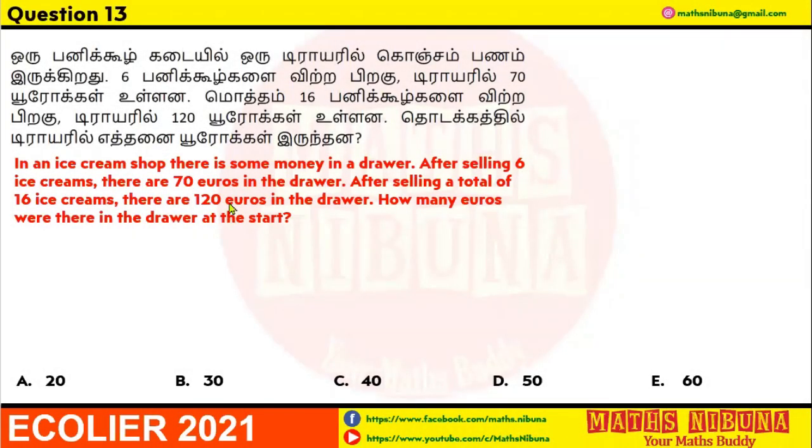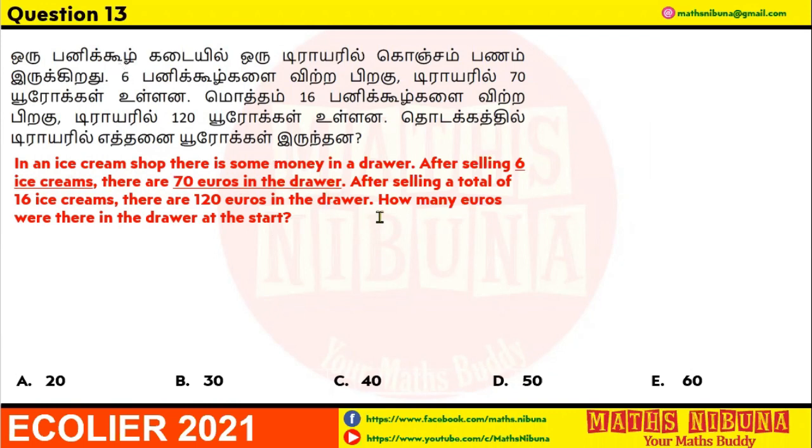Okay, question number 13, this is more on conclusion. In an ice cream shop, there is some money in the drawer. After selling 6 ice creams, so I just underline it, there are 70 euros in the drawer. Euros is something like ringgit Malaysia. For Malaysian students, it's ringgit Malaysia, but the euro is what we use in Europe.